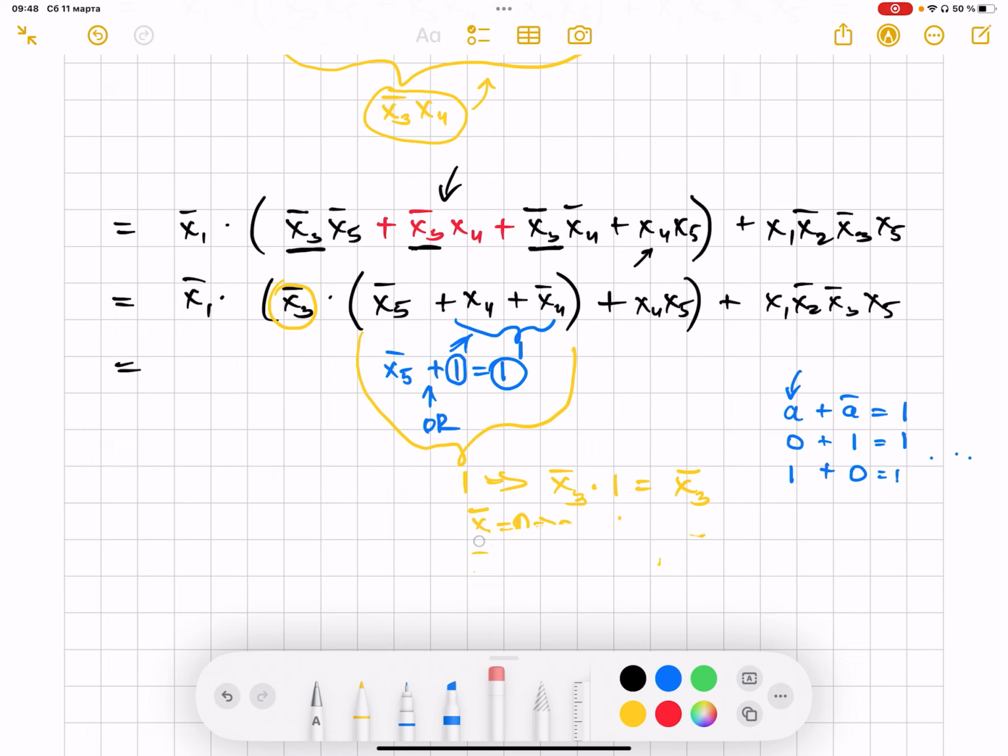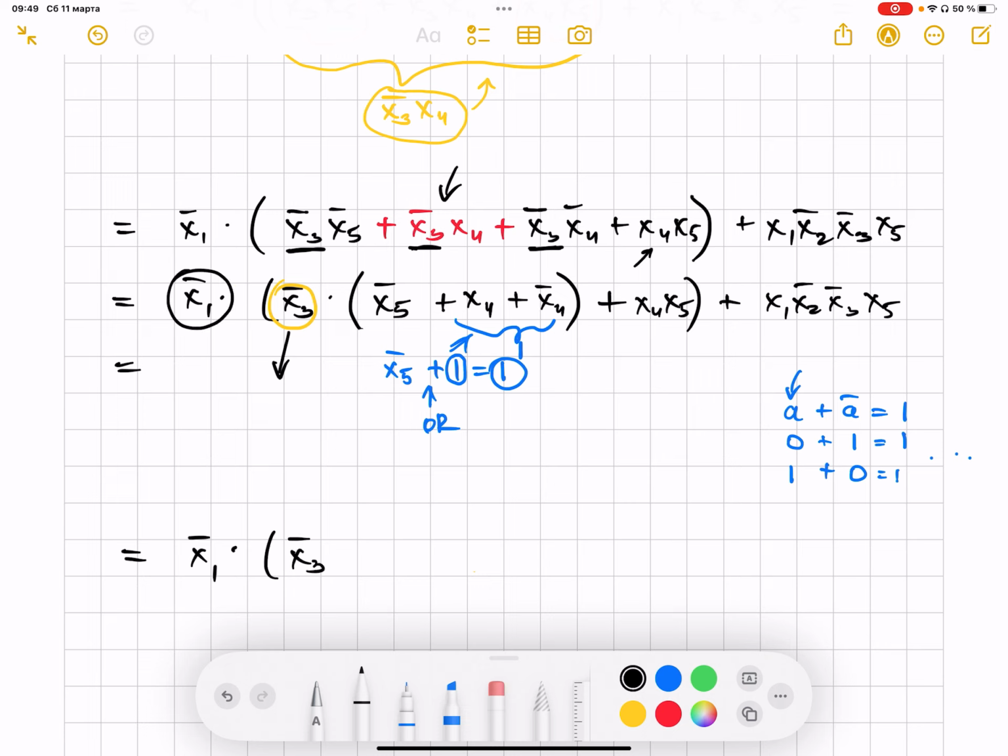So let me quickly delete it. So again, yeah, I guess you got it. So this whole bracket is going to be just 1. So let me write it from here. So now we have only x3 bar, right, multiplied to before the bracket we have x1 bar, this one, don't forget it, then x3 bar.